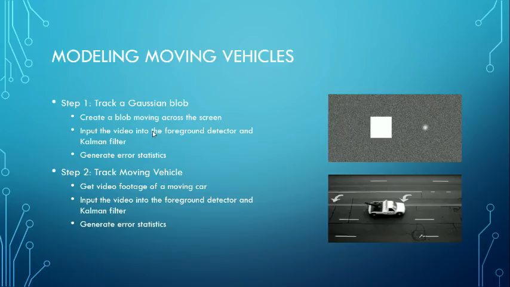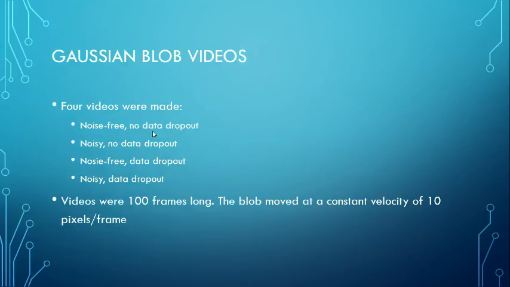Now, continuing to step 2, we would ideally like to do the same thing as step 1. Get video footage of a moving car, put that video into a foreground detector to detect where the car is, and then put that through the Kalman filter and see which one performed better. On the bottom right is a screenshot of the video I chose. It's of a truck moving across the screen. So let's get into step 1.